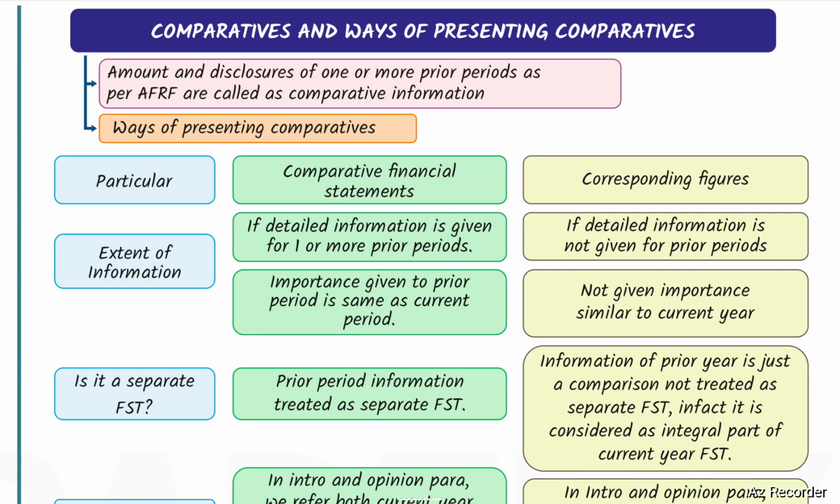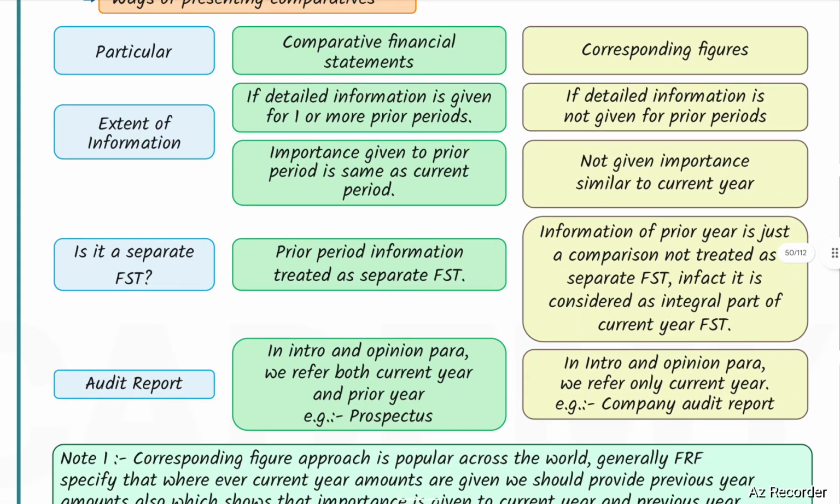If detailed information is not given for prior periods, then it is corresponding figures. So in case of corresponding figures, importance will be given to current period information. No importance will be given to prior period information. In case of comparative financial statements, prior period information is treated as separate financial statements. In case of corresponding figures, information of the prior year is just a comparison. It will not be treated as a separate financial statement. In fact, it is considered an integral part of the current year financial statements.